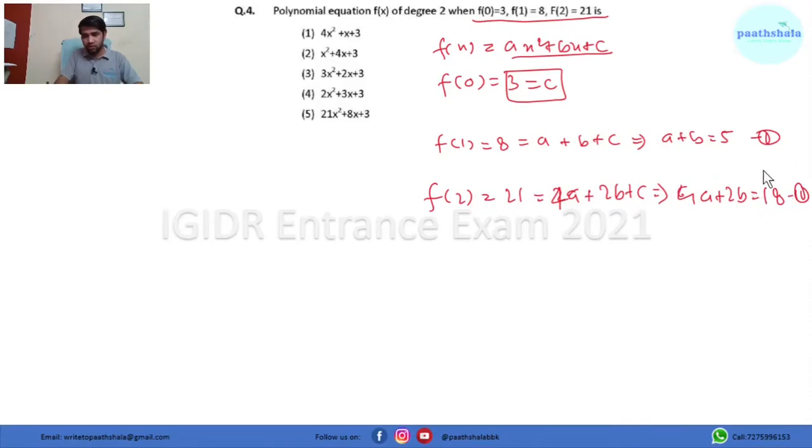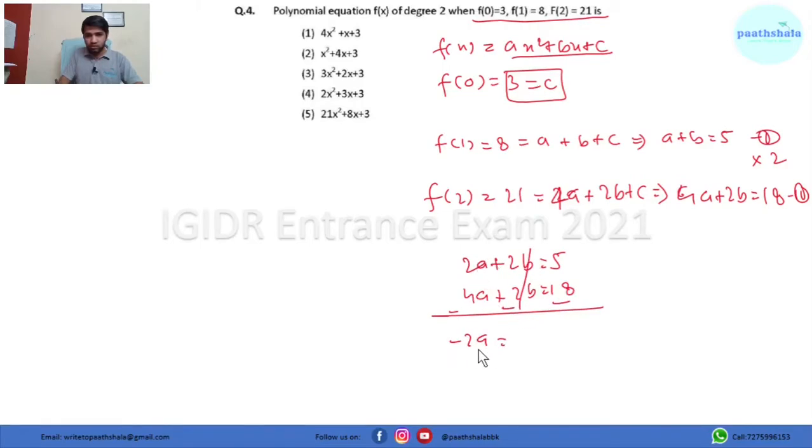Now let's solve these two equations. I'm going to multiply the first equation by 2. So this will be 2a plus 2b equals 10 and 4a plus 2b equals 18. If I subtract both equations, the 2b will get eliminated. This will come out to be minus 2a equals minus 8, because 5 into 2 is 10 and 10 minus 18 is minus 8. Okay, so a will come out to be 4, right? Now for b, we can put it in equation 1. So b will come out to be 1.